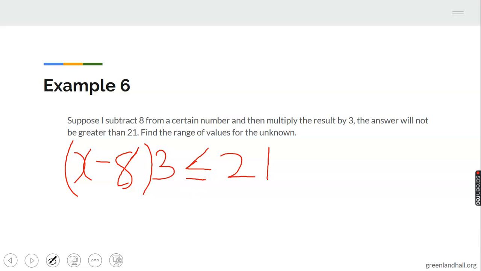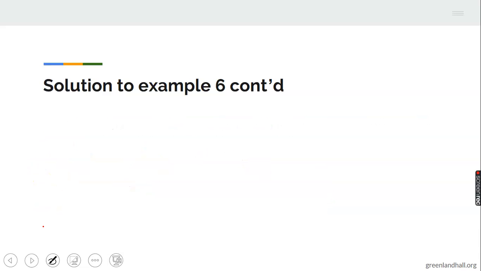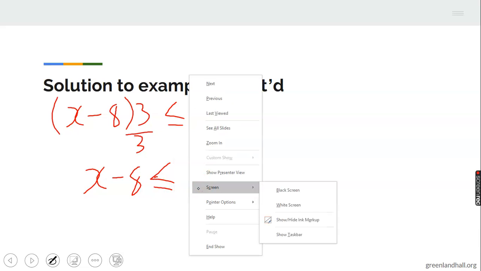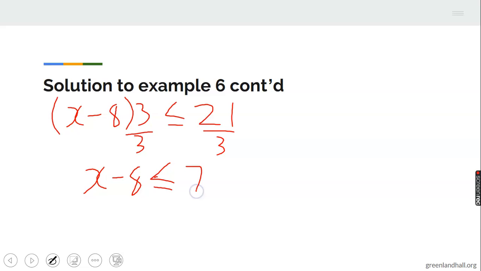Now the question says, find the range of values for the unknown. This is the problem that we want to solve. So we have x minus 8, multiplied by 3, is less than or equal to 21. Just to make your work easier, divide both sides by 3. That means x minus 8 will be less than or equal to 7.